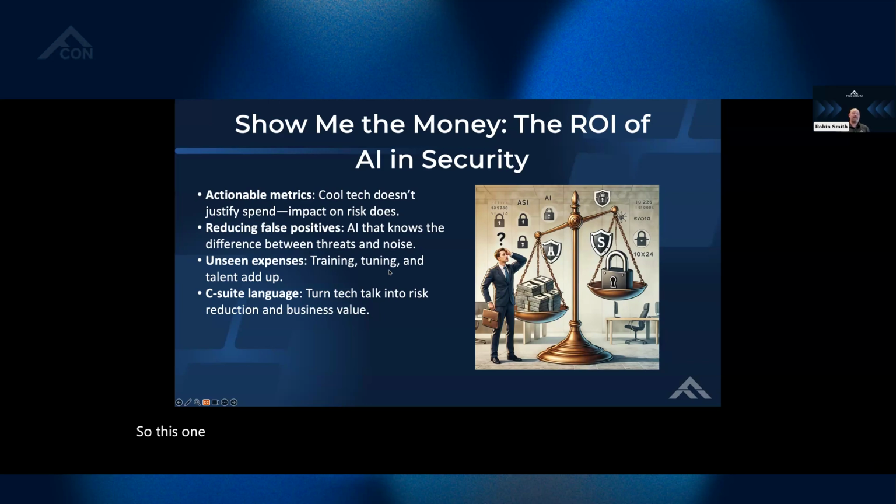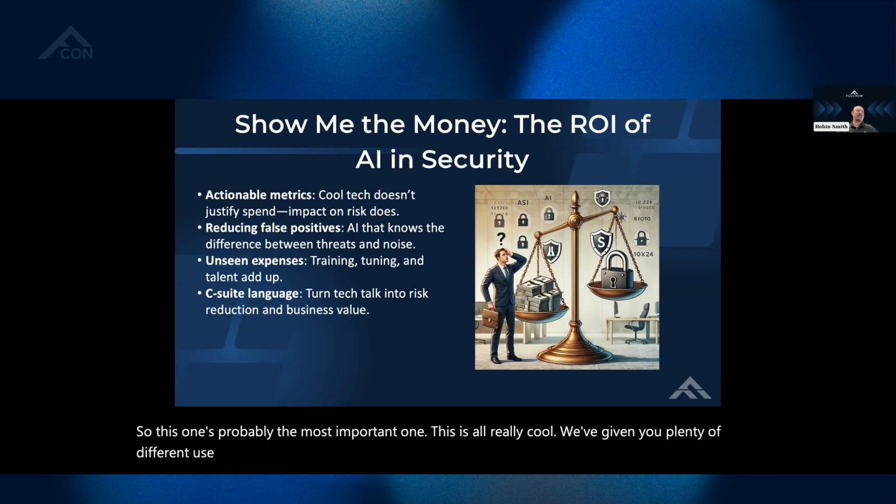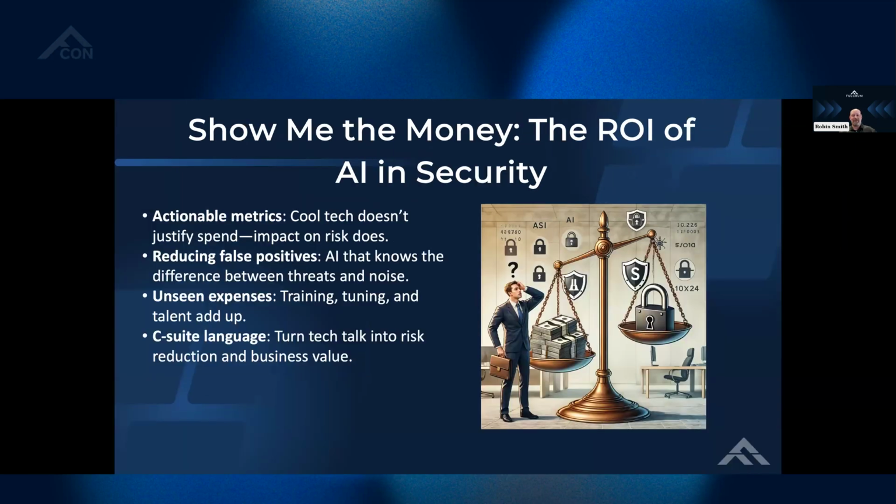So this one's probably the most important one. This is all really cool. We've given you plenty of different use cases, lots of talking points, but the thing that's maybe most important is how do you explain the ROI to the executive management, the people that are actually writing the checks? So the first one is we want actionable metrics here.